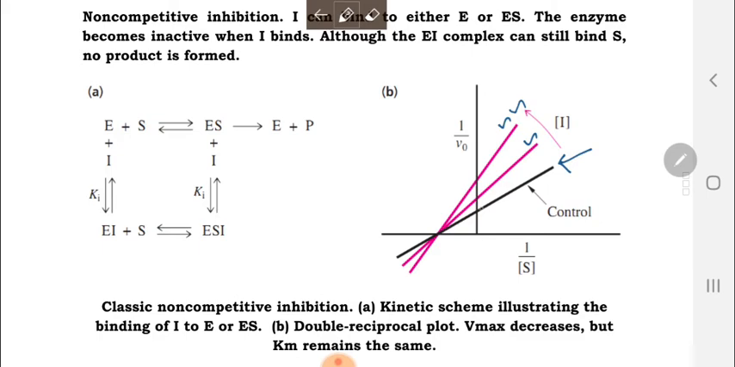Now you can see this 1 divided by Vmax value, that is the intercept, will change. So 1 divided by Vmax will change, but this point is constant. This point is minus 1 divided by Km. So what is the meaning? There is no change in Km, only the Vmax is going to change. That is the representation here. And we can go to the next type of inhibition.